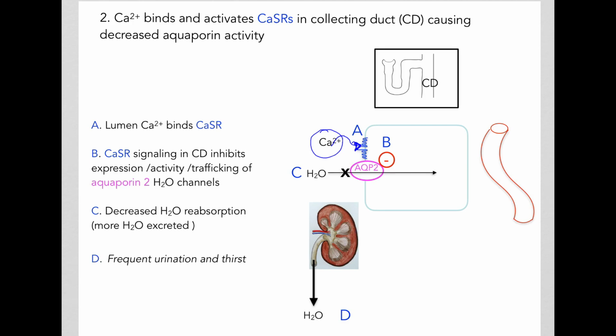And binding of calcium to CSR in the collecting duct leads to the inhibition of the expression, the activity, as well as the trafficking of these very important water channels called aquaporin 2 water channels. So without these water channels, water cannot be reabsorbed from the collecting duct. So this means more water will be excreted, and that will lead to frequent urination and thirst.